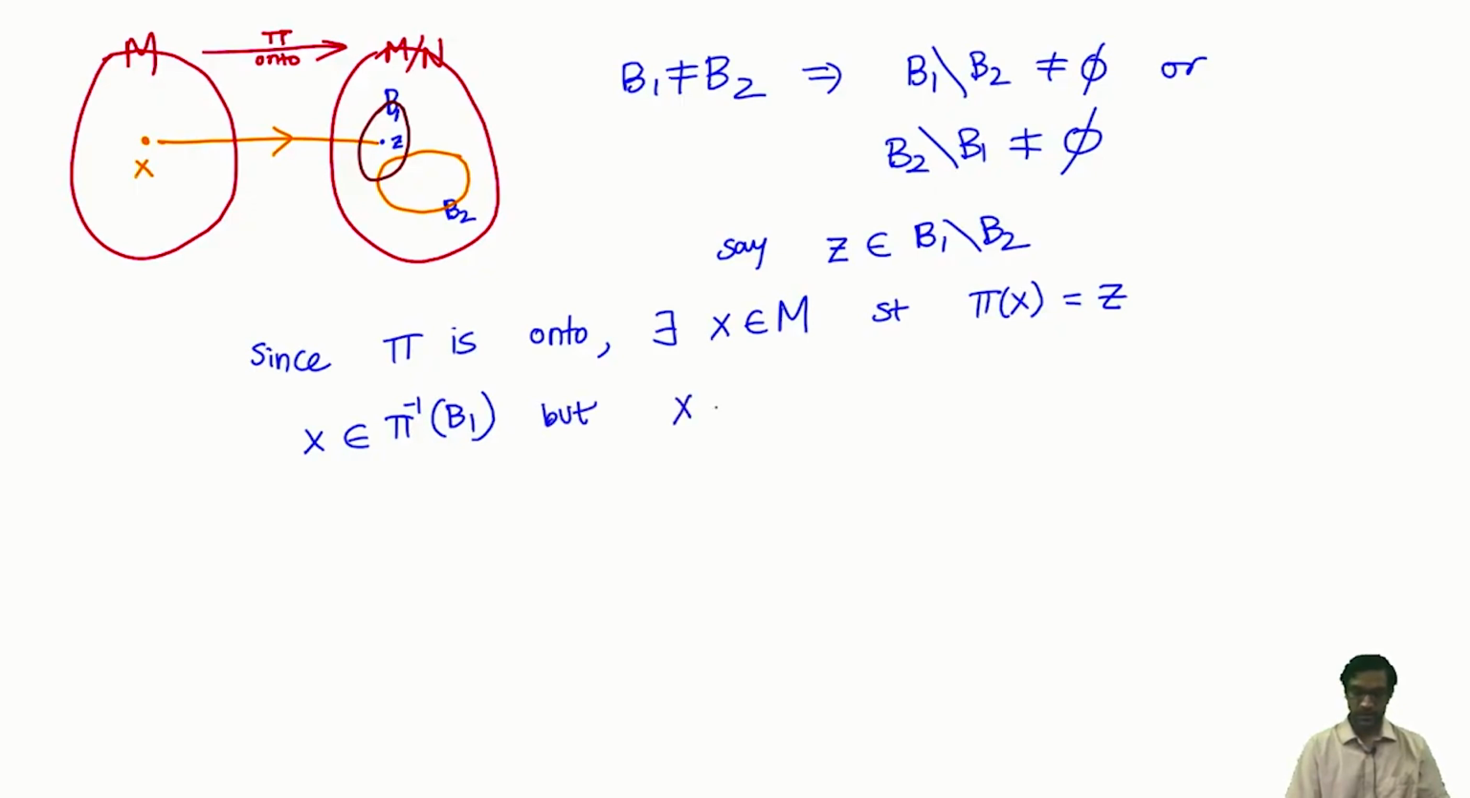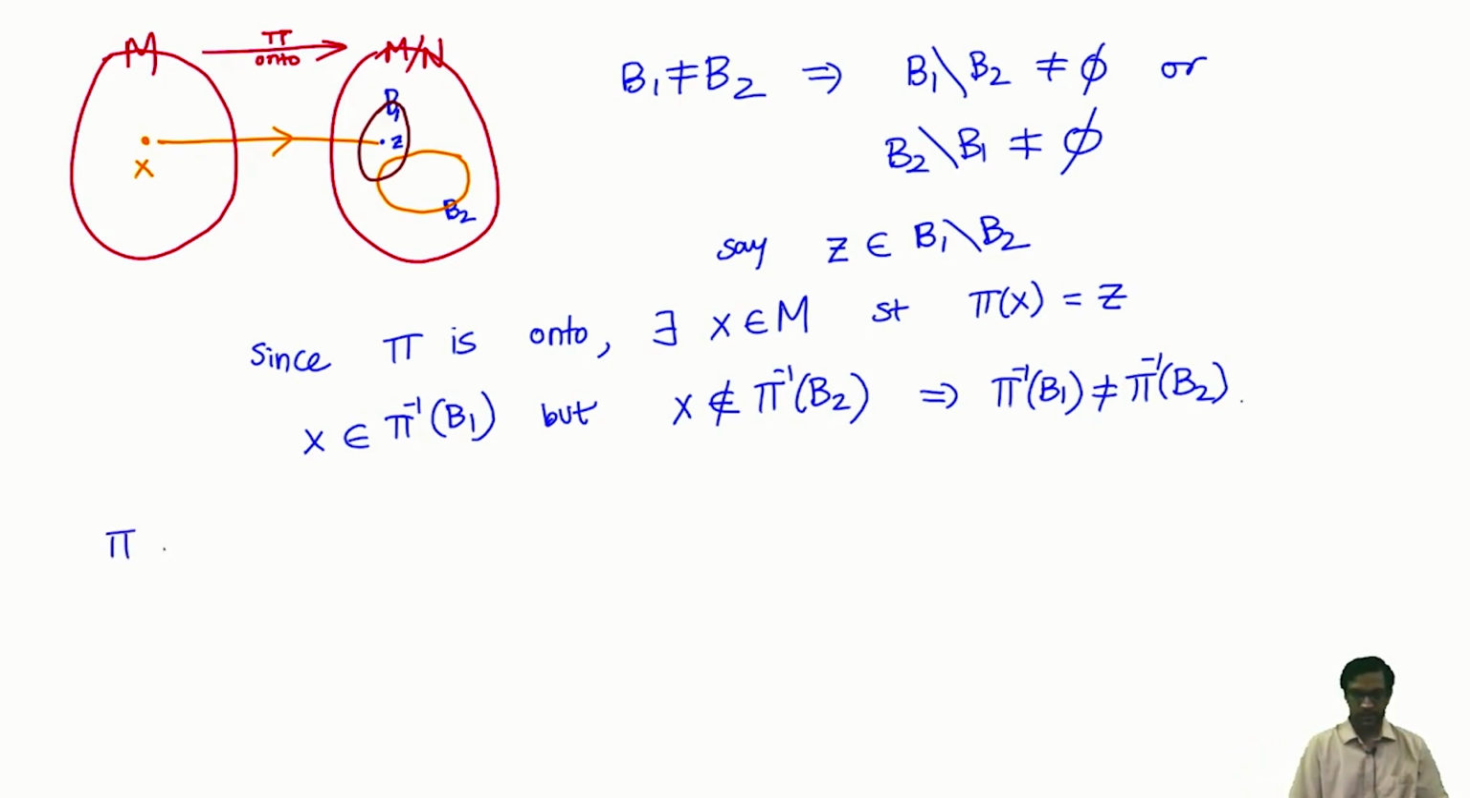But x is not in pi inverse B2 because what's the definition of pi inverse B2? It's all elements of M which map to some element of B2, right? But in this case x maps to z and z is not in B2. So we have produced an element in pi inverse B1 which is not in pi inverse B2. Actually observe, for this we didn't really use anything about modules. This is a general fact about onto maps between two sets and their inverse images. Okay, so this is the first part.